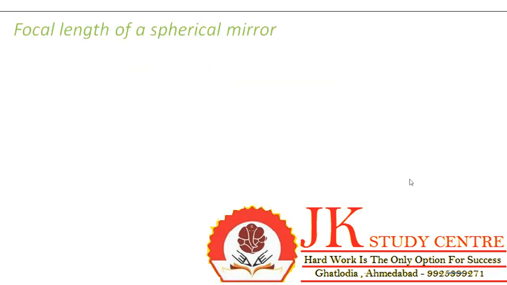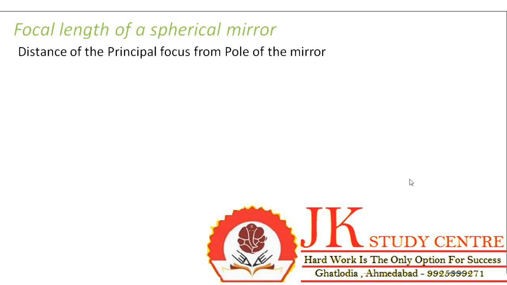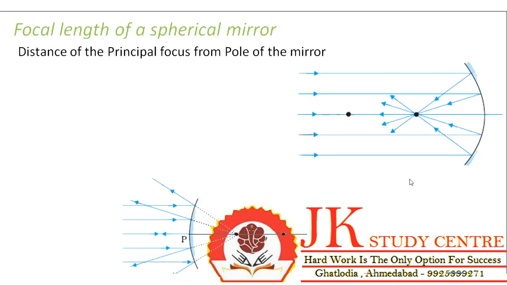Thank you once again. Now we will talk about the focal length of a spherical mirror. What is the focal length of a mirror? It is the distance of the principal focus from the pole of the mirror. Now let us look at both types of mirror. Which mirror is this? By the time I finish this lesson, you should have no confusion about which is a concave and which is a convex mirror. Here, this is your concave mirror, right? Because the inside is silvered.